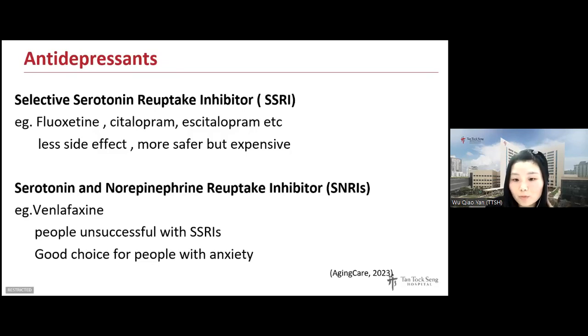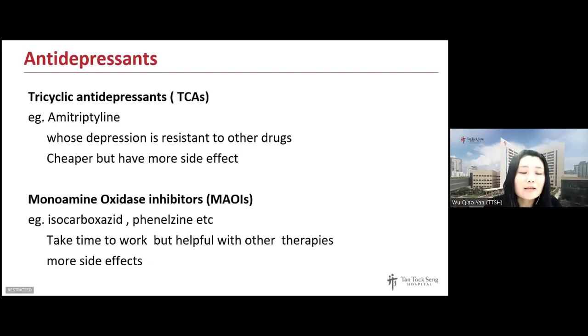These two groups are effective first-line therapy in managing major depressive disorder, with fewer side effects than TCAs and MAOIs. The third one is tricyclic antidepressants. This is for those whose depression is resistant to other drugs. It is cheaper, but has more side effects. Then the last one is a very old class of antidepressants, the MAOIs. This one takes time to work but is helpful with other therapy. This one has more side effects.